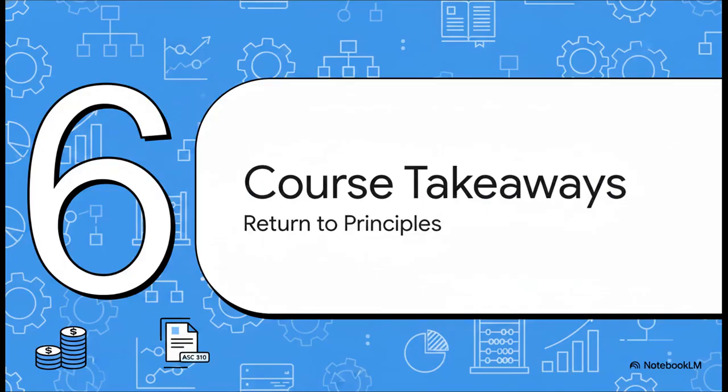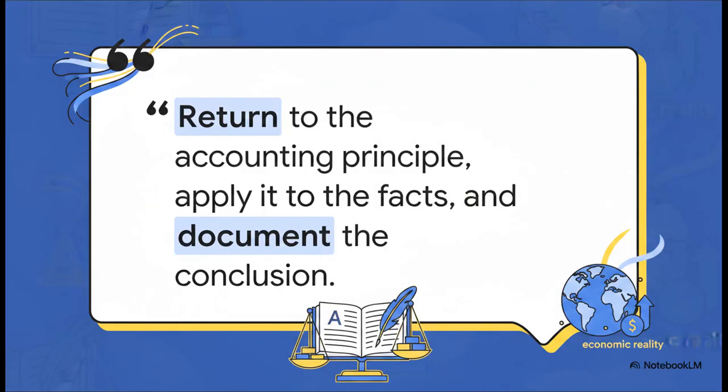And finally, Section 6, Final Course Takeaways, Returning to Principles. You know, if you look closely, the vast majority of these mistakes share one common root cause: trying to apply a fast shortcut to a situation that actually requires real, professional judgment. So what is your ultimate takeaway from this entire course? It's simple. Discard the shortcuts. Return to the core accounting principle, apply it carefully to the facts in front of you, and document your conclusion. If you do that, your receivables are always going to be an accurate reflection of economic reality.